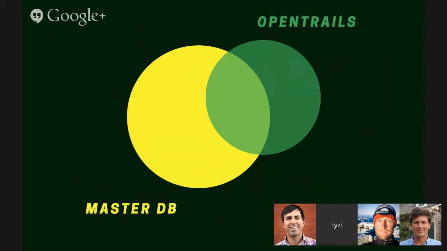So this is just another example of that. You have your master database, you have your main place where you're keeping your data, and it's flowing to OpenTrails, and maybe OpenTrails has some additional information that you don't keep internally, but it still needs to be included in OpenTrails while using the majority of the input information from your master database.